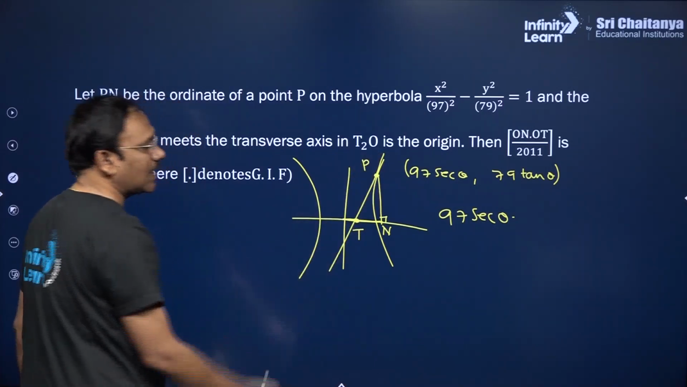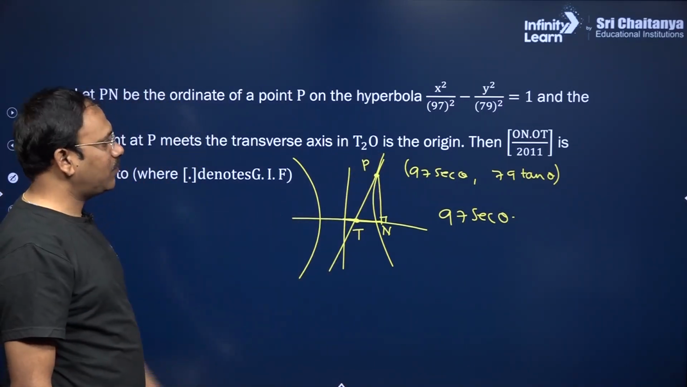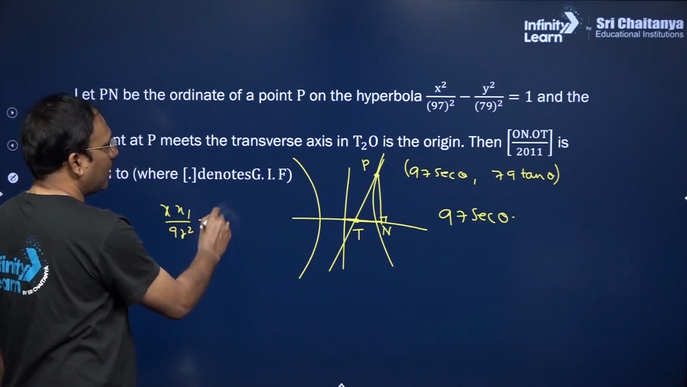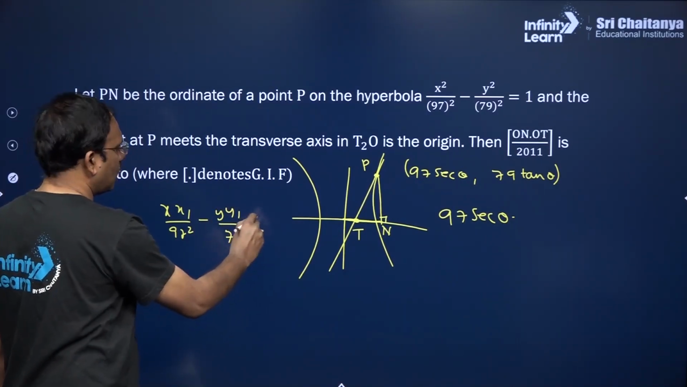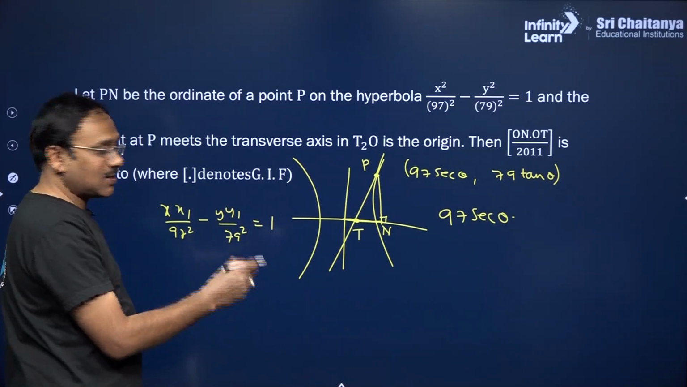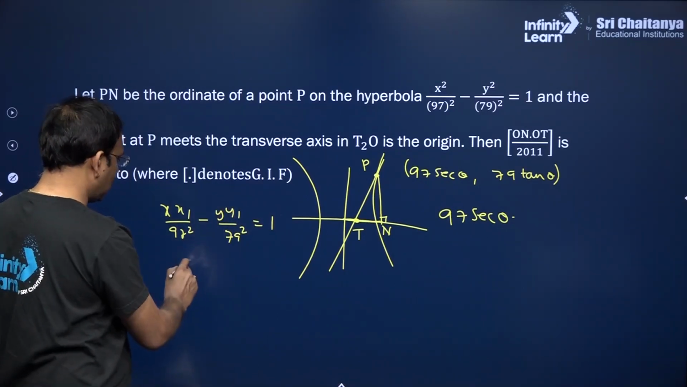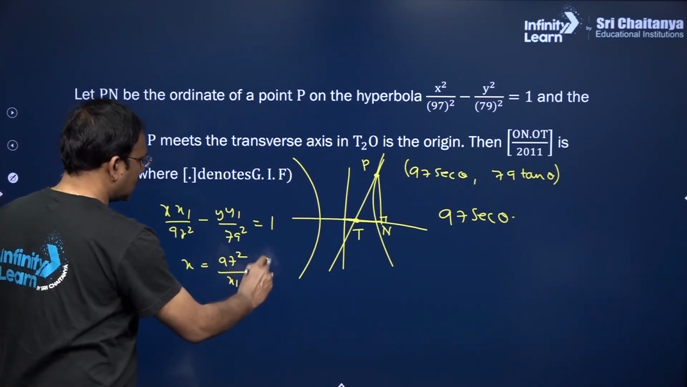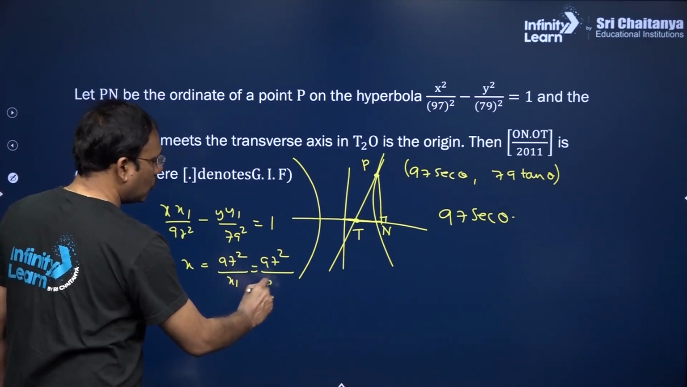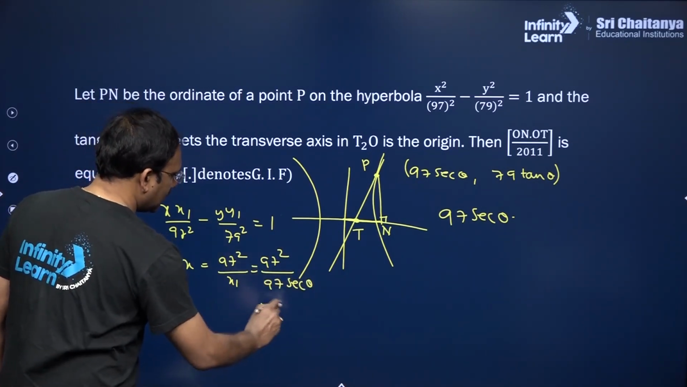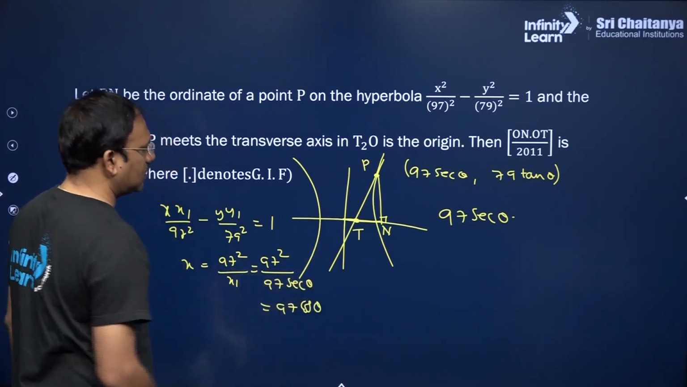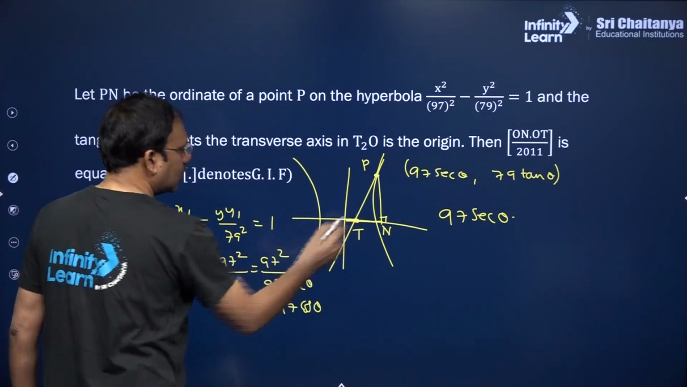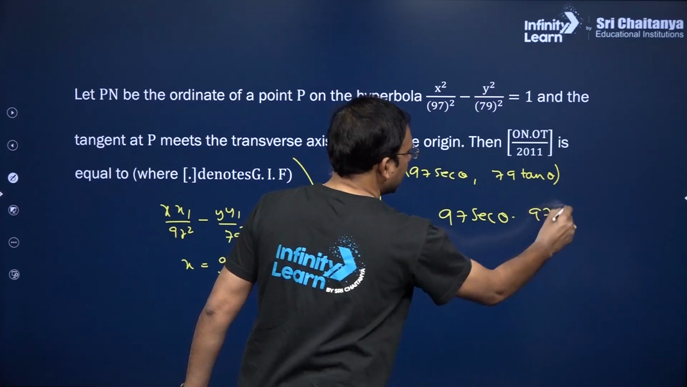So you can just find the tangent equation at the point P: xx1 by 97 square minus yy1 by 79 square is equal to 1. Where does this intersect the x axis, friends? Put y coordinate as 0, so the x value is 97 square by x1, which is going to be 97 secant theta. We can say this is 97 cos theta. So this x coordinate for this point is 97 cos theta, so OT is going to be 97 cos theta.